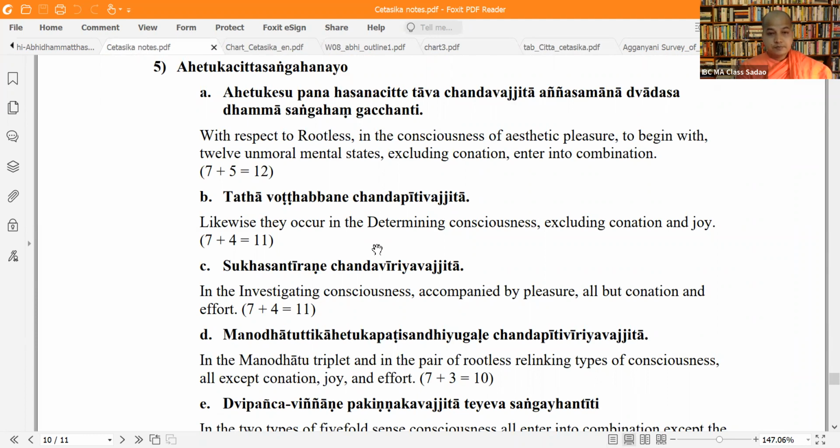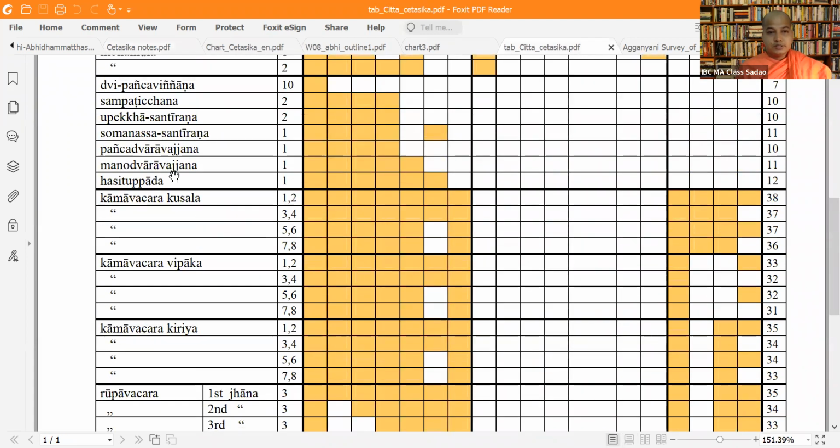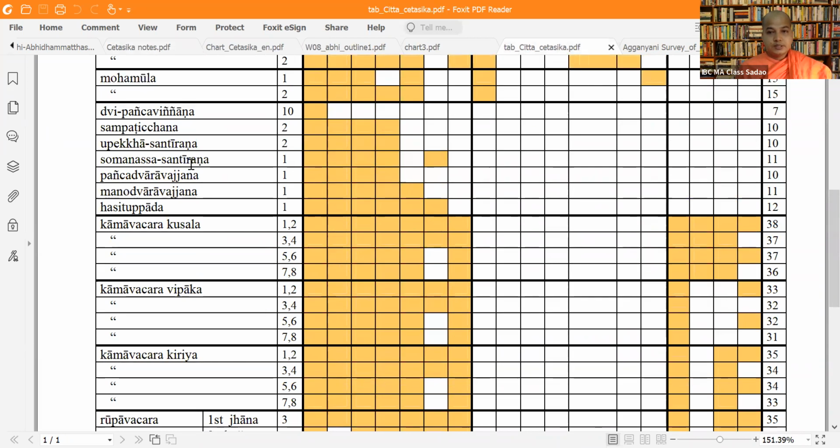So you have Santirana Chitta and Manodwara Vajjana Chitta. In both cases, the number of cetasikas that arise is 11. This is Santirana Chitta, the Somanassasahagata Santirana Chitta. And this is Manodwara Vajjana.